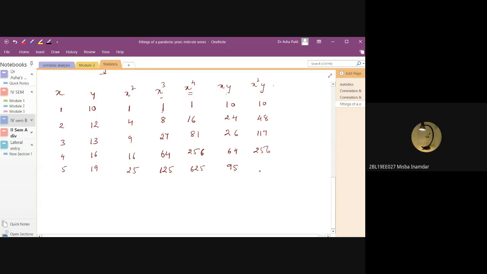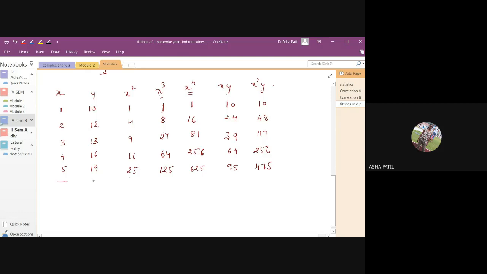13 into 3, 39. Which one? This one. XY you're telling. Okay, that's 39. Check out the other values. If I have made any mistake, tell me. And the last one, x square y: 25 into 19, 475. Okay.